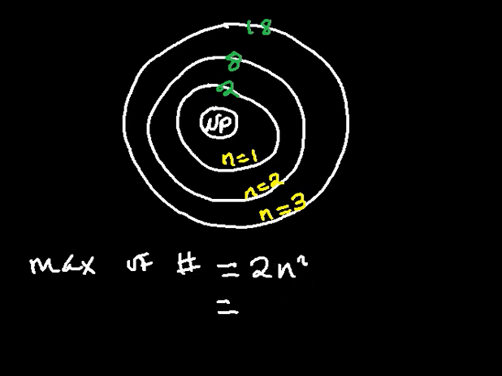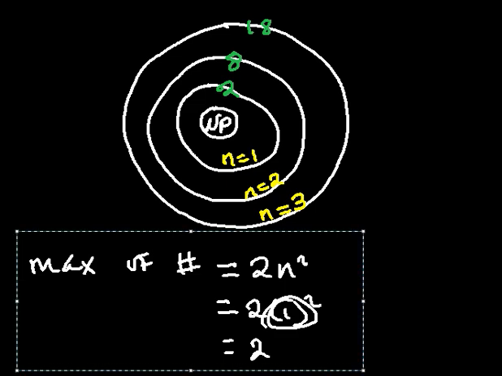For that case, energy level 1 will have 2 times 1 to the power 2, that is given as 2. Therefore, the maximum number of electrons the first shell can hold is 2. And likewise, for energy level number 2, we just substitute, and you have 8, and so forth.